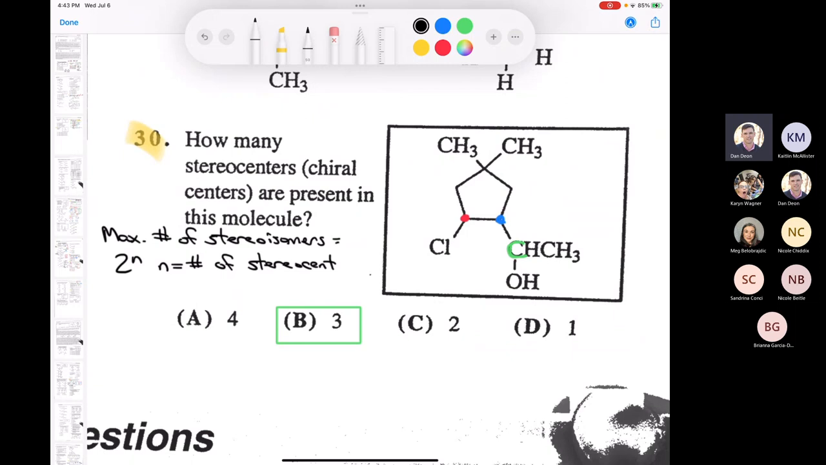Stereocenters. And so 2 to the power of 3 is 2 cubed, which is 8. It would be a maximum of 8. And you definitely would get 8 stereoisomers out of this compound because you would have no meso compounds.